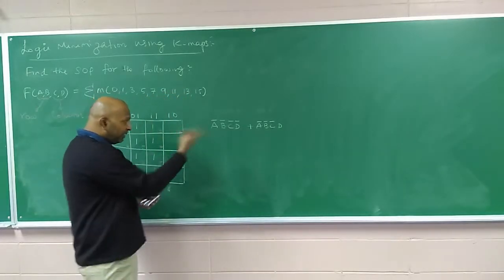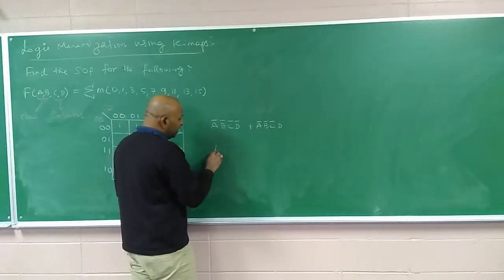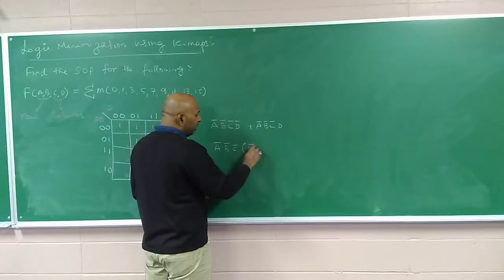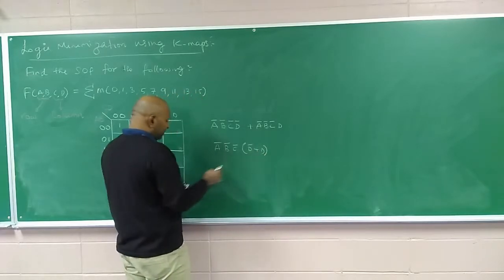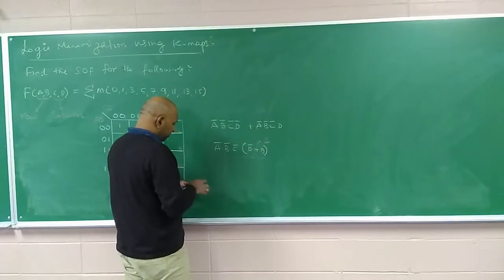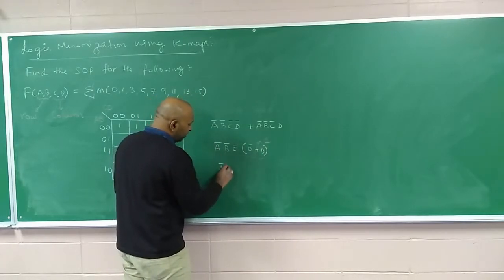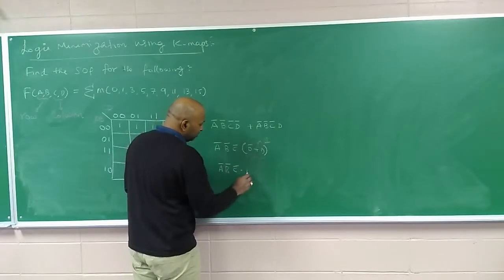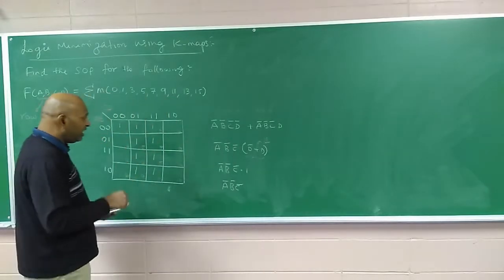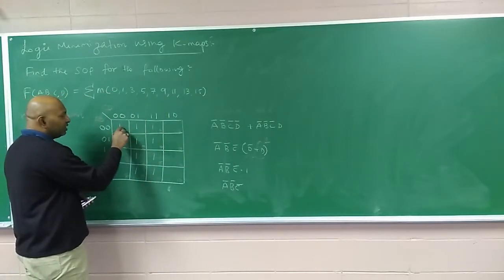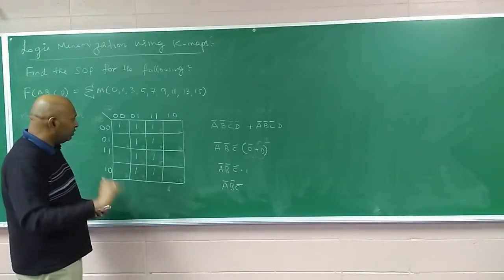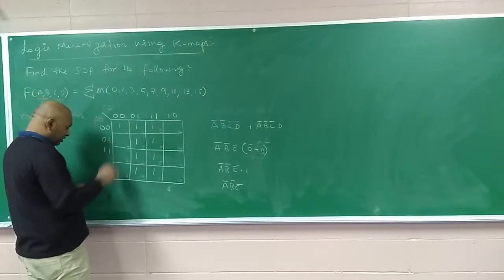Now, if you can see, when I group them together, it's very easy to see that I can take A bar, B bar, C bar outside, and I can write D bar plus D. And D bar plus D, obviously, becomes a 1. So we have A bar, B bar, C bar times 1, which is nothing but A bar, B bar, C bar. So that's why we say whenever we cover 2 ones right next to each other, we can drop the variable that changed its value.